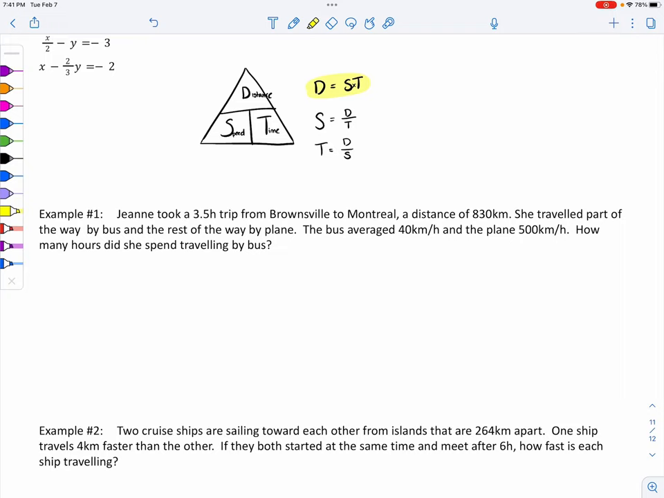Okay, so again, you can start with your variables if you want. How many hours did she spend traveling by bus? I don't know. So I'm going to say B represents the number of hours on the bus. Okay. What else don't I know in this question? I don't know how many hours she spent traveling by plane. So I could say P represents the number of hours on the plane.